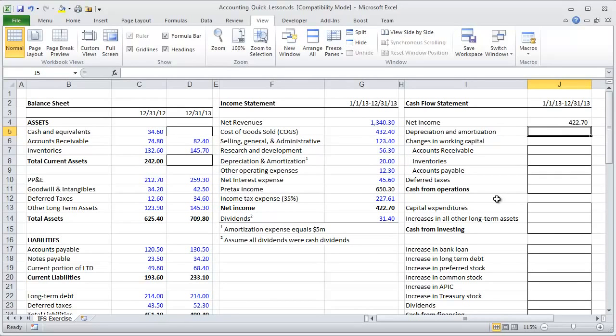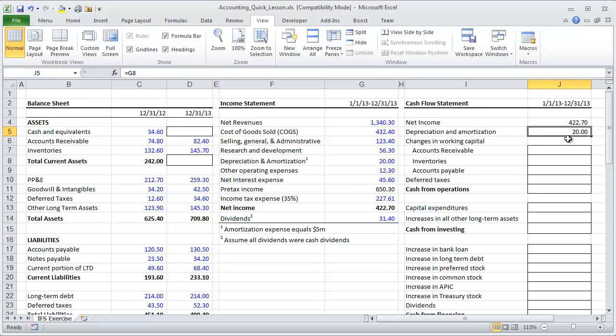Okay, so the first major add back to get from accounting net income to cash in my pocket, which is cash from operations, how much cash did I generate because of operations? The first major add back is depreciation and amortization. I'm going to hit the equal sign, and then with the arrow keys, go to depreciation and amortization and hit enter. And that's a non-cash add back.